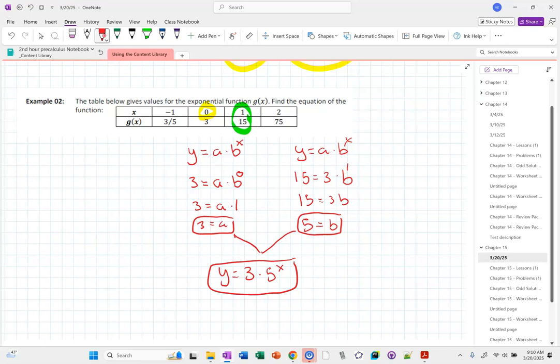So that's the easiest case scenario where you have x equals 0 in the table. That allows you to find a immediately. And then you just have a one variable equation to solve where you pick any other point, plug in for x and y, and you can find b. And then you just got to rewrite your equation.